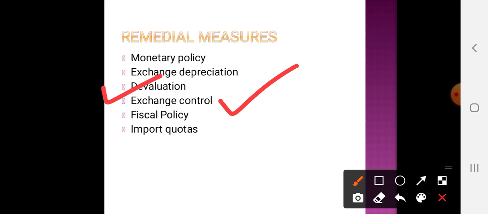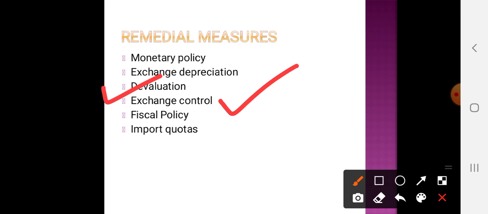Next is exchange control. Exchange control means restrictions on the use of foreign exchange by the central bank. Whatever restrictions the central bank puts on foreign exchange is called exchange control. When exchange control is adopted, all the exporters have to surrender all their foreign exchange earnings to the central bank. This is how you can balance the unfavorable condition of balance of payment.